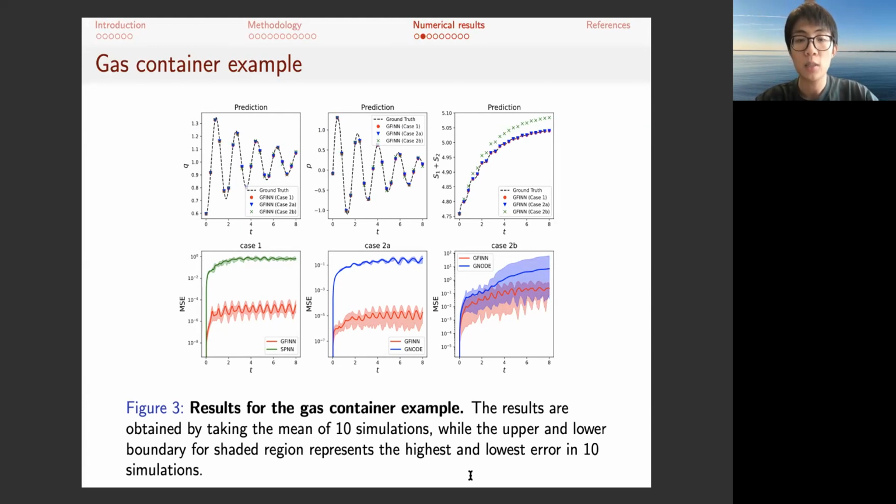And it turns out that in all the 10 experiments, our method can achieve better results for this gas container example. Our conclusion is that because of the expressivity of the neural network, because of the universal approximation theorem, our method is actually better in terms of generalization, because the training data and test data start from different initial conditions.